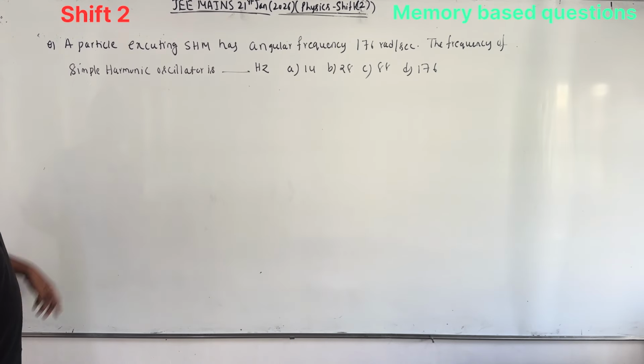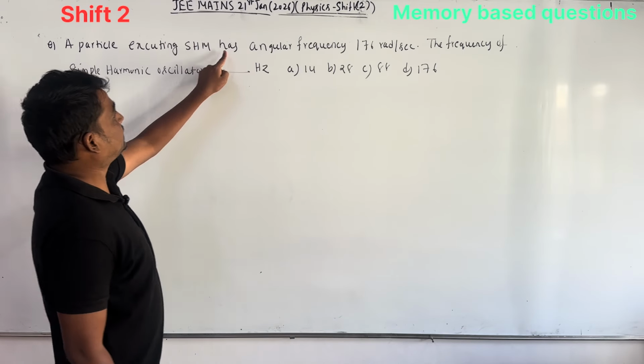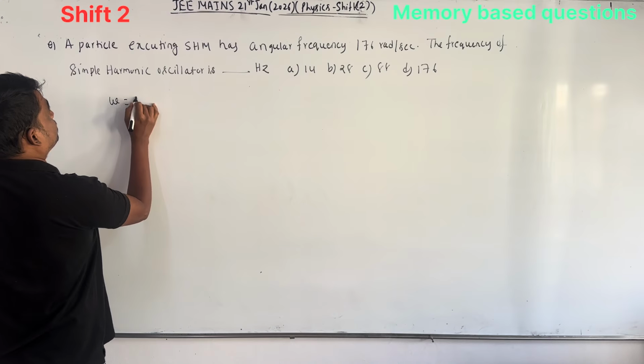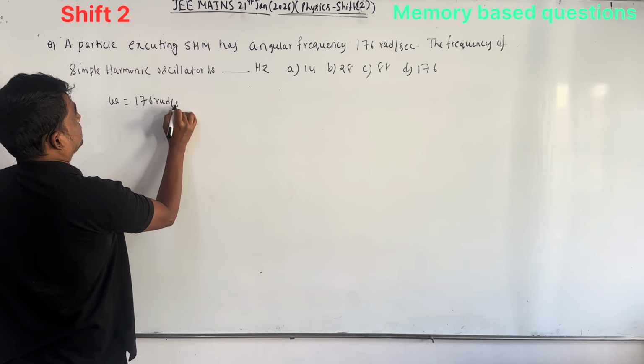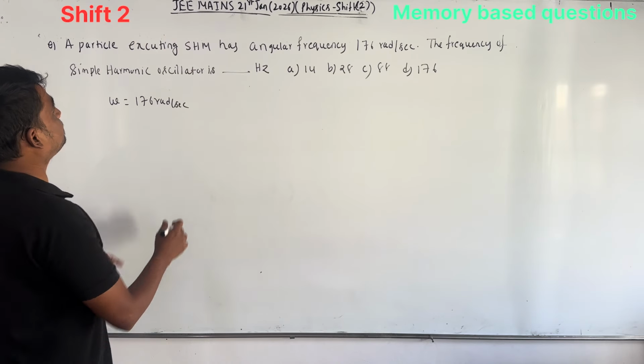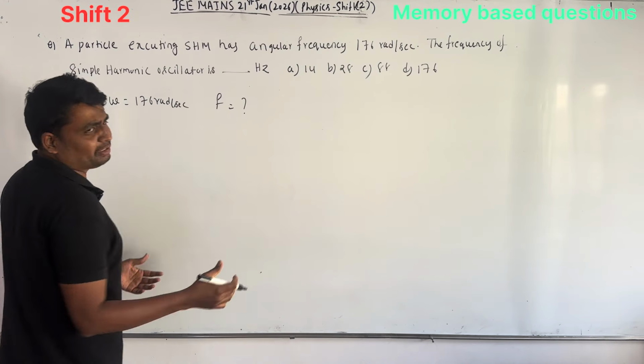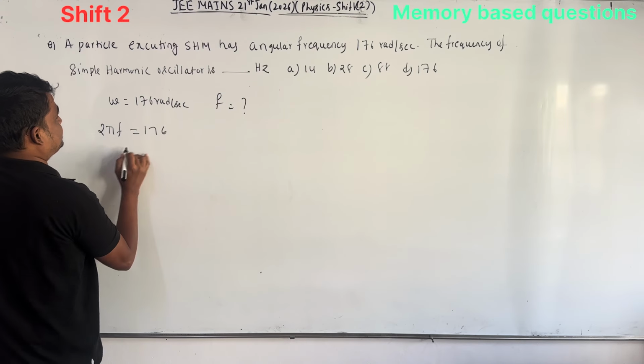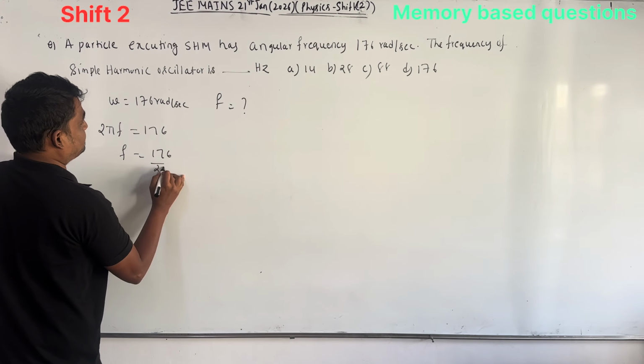See the next question. A particle executing simple harmonic motion has an angular frequency omega equal to 176 radian per second, and they are asking the frequency f of the simple harmonic oscillator. Very simple, it's a board question. Omega, what is the formula? 2 pi f equals 176, so f equals 176 by 2 pi.